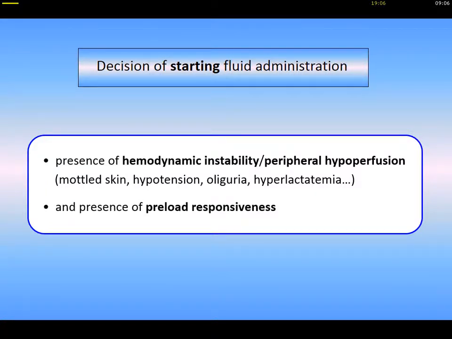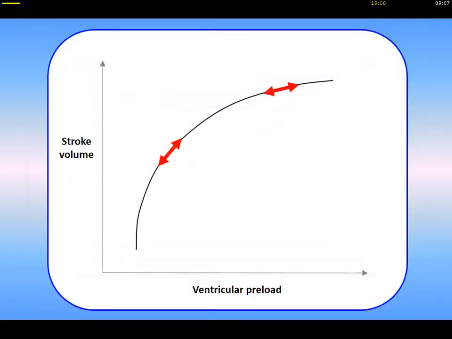The second element is the presence of preload responsiveness. And you know what preload responsiveness is if you refer to the Frank-Starling curve. This is the systolic function of the heart. This is true for any of the 2 ventricles. You have the stroke volume on the y-axis and the ventricular preload on the x-axis, and you know the shape of this curve, which is not linear but curvilinear.